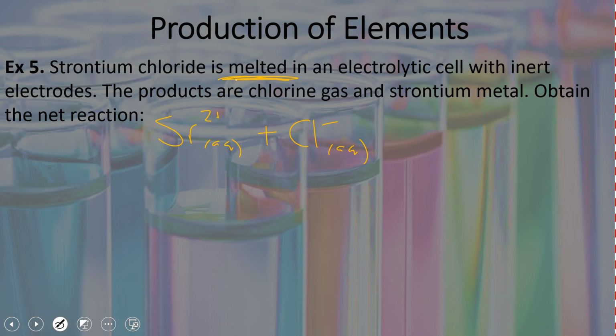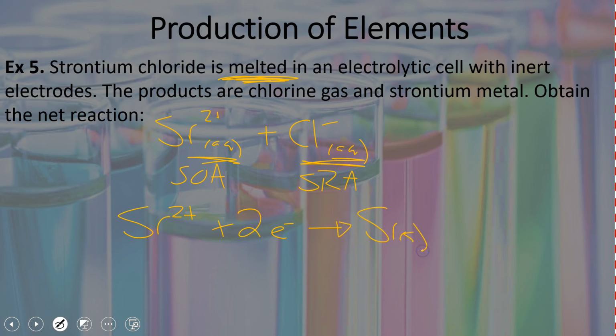What would happen here, there's only two things that can react, right? And so strontium has to be my SOA, and this has to be my SRA, because there's only two possible things here. Even if I add water, it would mess this up in terms of the chlorine anomaly, so that's why we're not adding water to this. And so what would happen is the strontium ion would gain 2 electrons to become strontium solid, and the 2 chloride ions would undergo oxidation to become chlorine diatomic plus 2 electrons.